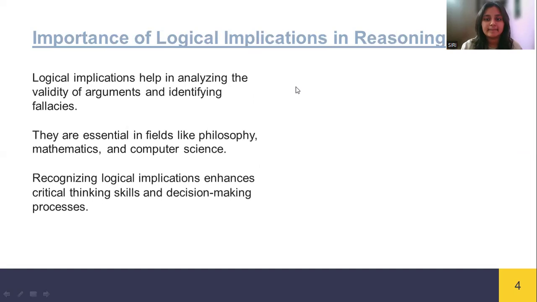Importance of logical implications in reasoning. Logical implications help in analyzing the validity of arguments and identifying fallacies. They are essential in fields like philosophy, mathematics, and computer science. Recognizing logical implications enhances critical thinking skills and decision-making processes. This is the importance of logical implications in reasoning.